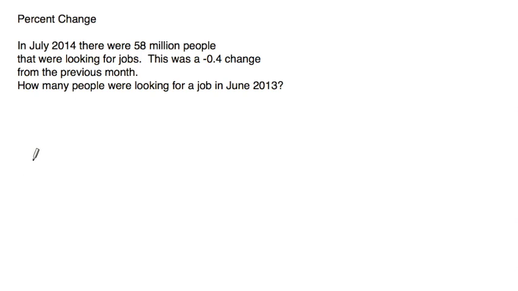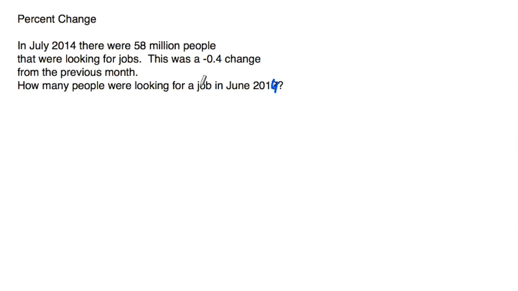Alright, here's one that goes to the worksheet that I handed out. And this is just a very small part of it. So in July 2014, there's 58 million people that were looking for jobs. This was a negative 0.4 change from the previous month. How many people were looking for jobs in June 2014? That should be 2014. Previous month, 2014.